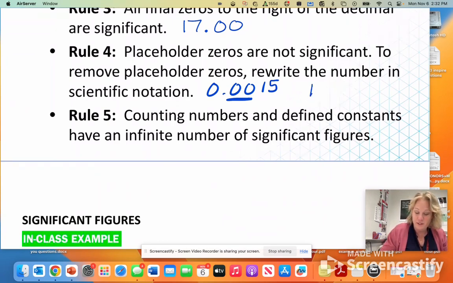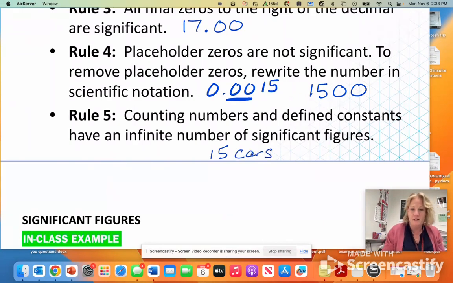Other placeholders, if you have the number 1500, these two zeros at the end are not significant. They're placeholding. Counting numbers and definite constants have infinite numbers of sig figs. So if I count like 15 cars, there's no doubt about that. There's 15 cars. Also, constants like pi, which keeps going on, have infinite sig figs.